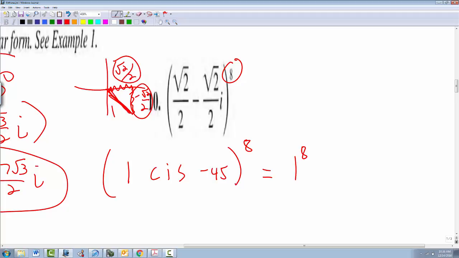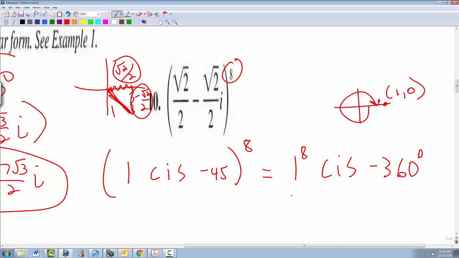By the way, what's 1 to the 8th? Cis, what's 8 times negative 45? Someone do that for me. Are you serious? Are you kidding me? What's the cosine of negative 360? 1. 1 to the 8th is 1. The cosine of negative 360 is 1. What's the sine of 360? Are you kidding me that this to the 8th power is 1?